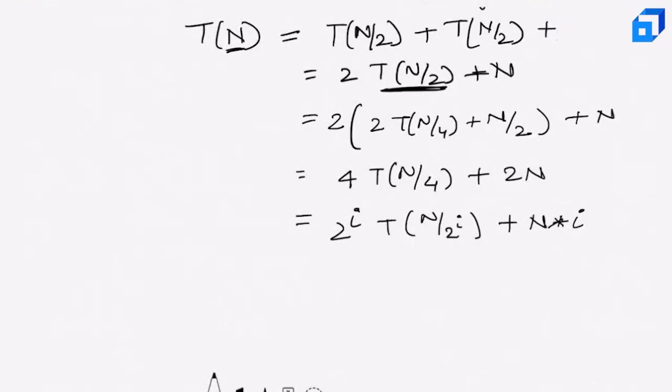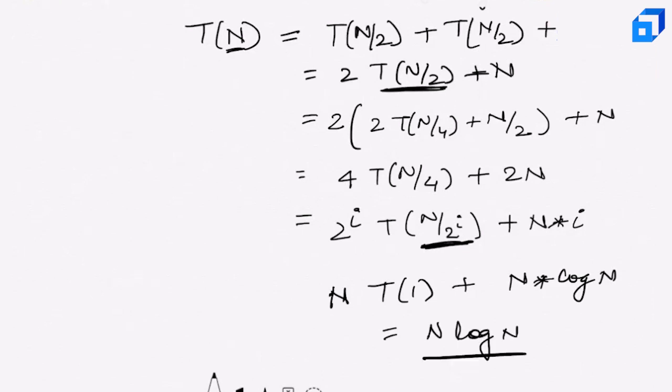This is just a little mathematical. Therefore, I explained the intuitive way first. If you want n by 2 to the power i to become equal to 1, i becomes log n. So you have n times T(1) plus n times log n, which is n log n. This is how Master's theorem actually works. I'm just elaborating, expanding that equation. Even if you don't know about Master's theorem, that is fine, as long as you understand the intuition of why it is n log n.